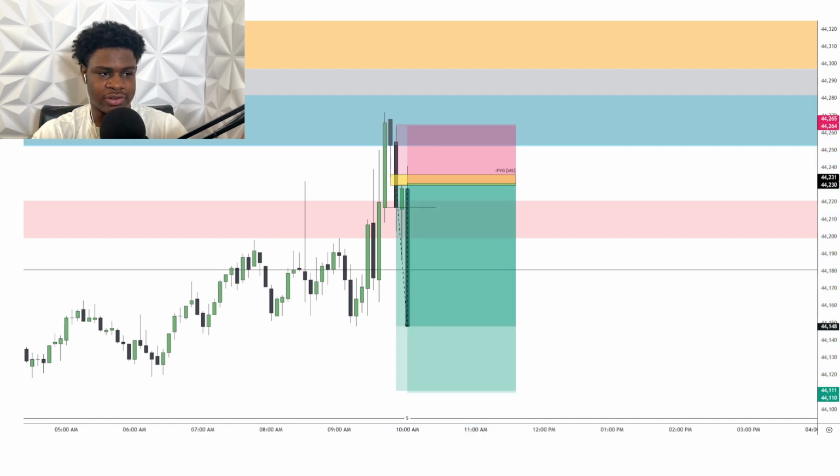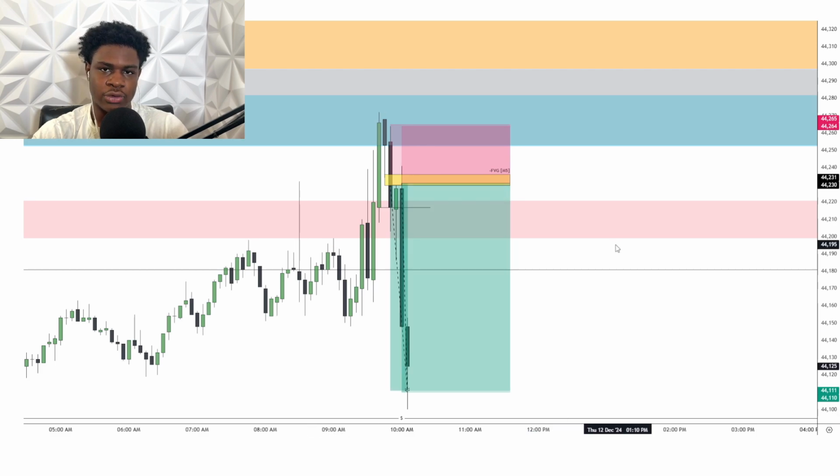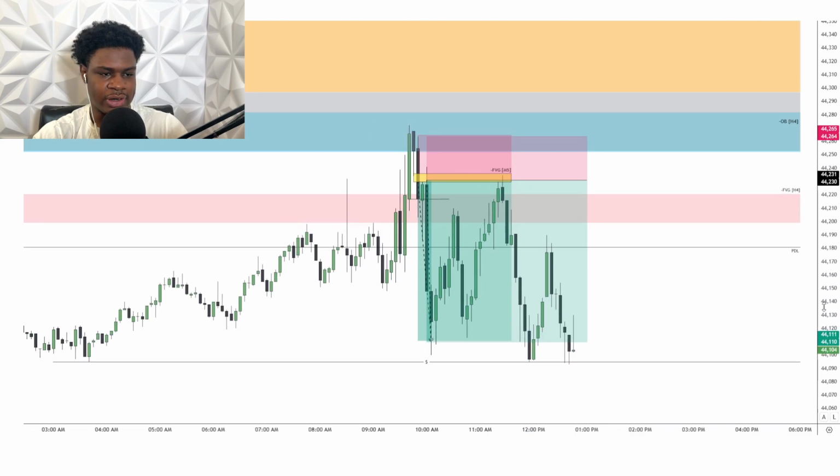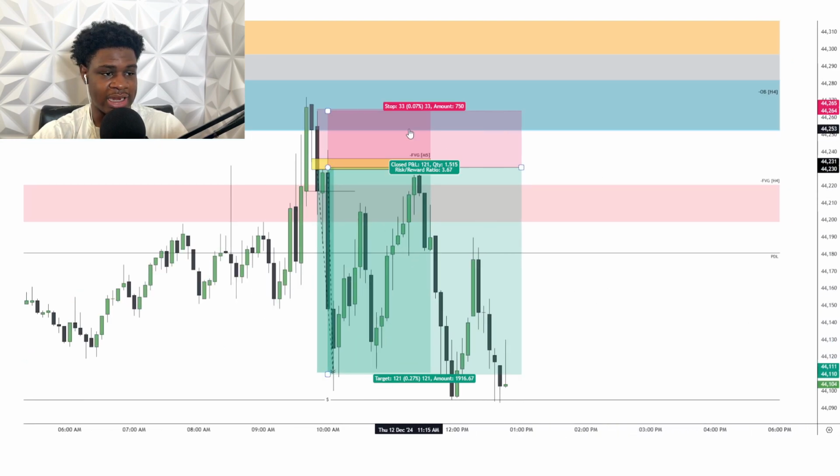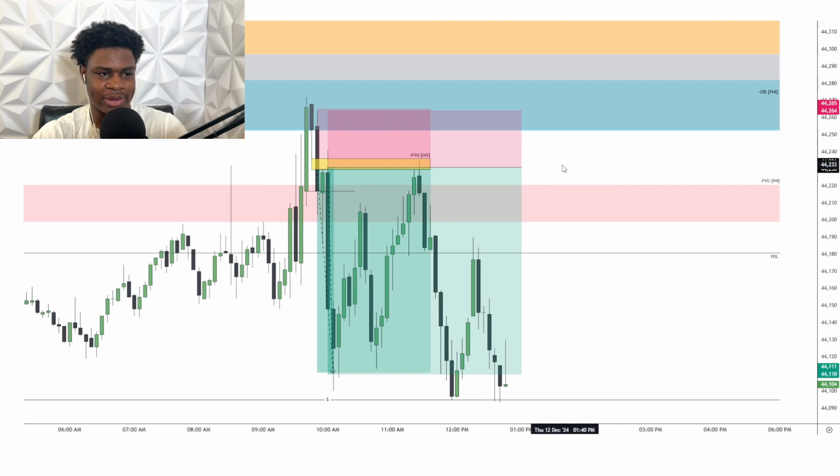As we can see, price comes back into that fair value gap plus order block level, and we see this immediate rejection to the downside. In just about 20 minutes, I was able to snag $5,600. Price does eventually come back higher to give you a retracement. It came back into that same fair value gap level once again before then reaching back to lower prices.